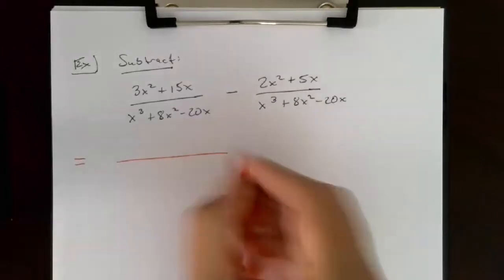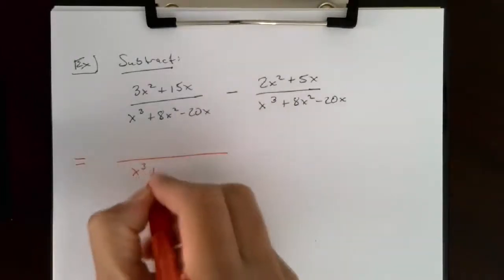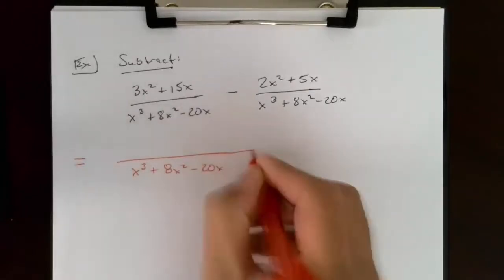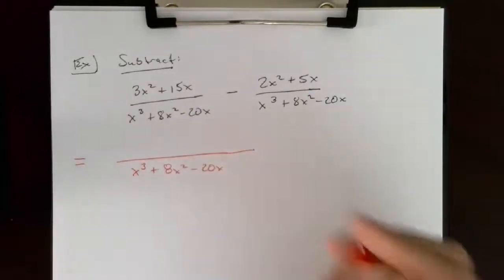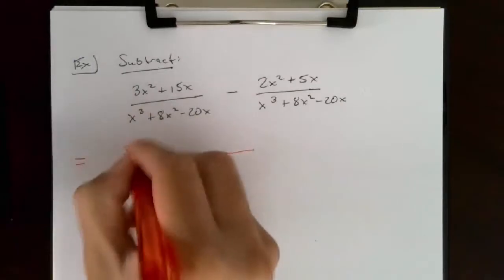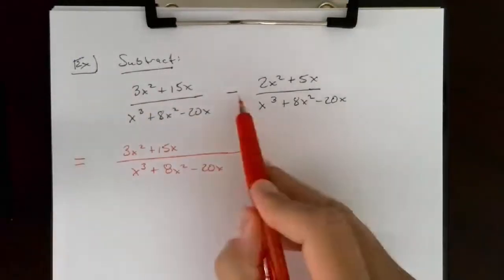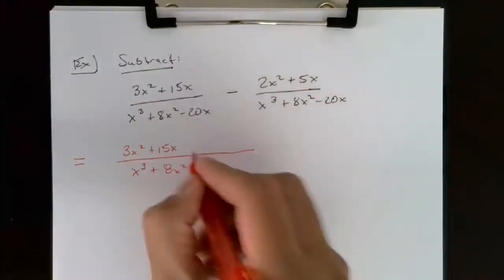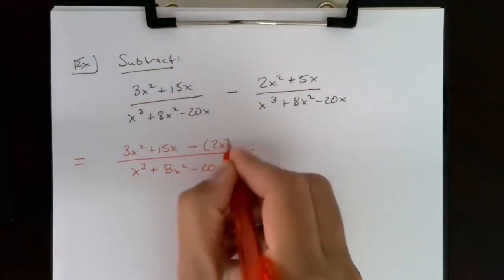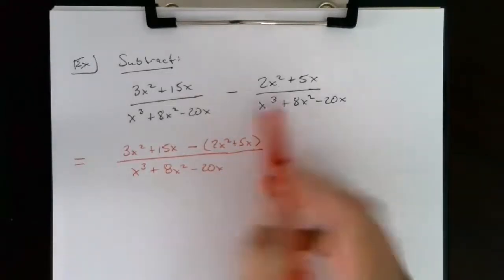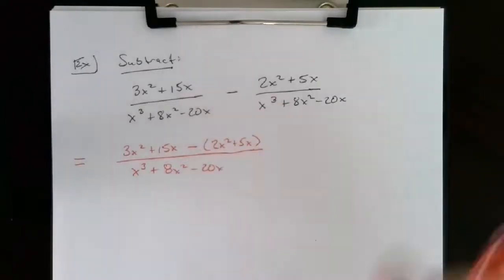So I'll write it out with the denominator already. We have x to the third plus 8x squared minus 20x. That'll be the denominator for the whole fraction once we subtract. In the numerator, we'll have 3x squared plus 15x. Now, if you remember, I mentioned this in the last example. This is minus this entire thing, so it's minus the quantity 2x squared plus 5x. You need those parentheses because the minus sign belongs to all terms in that numerator.